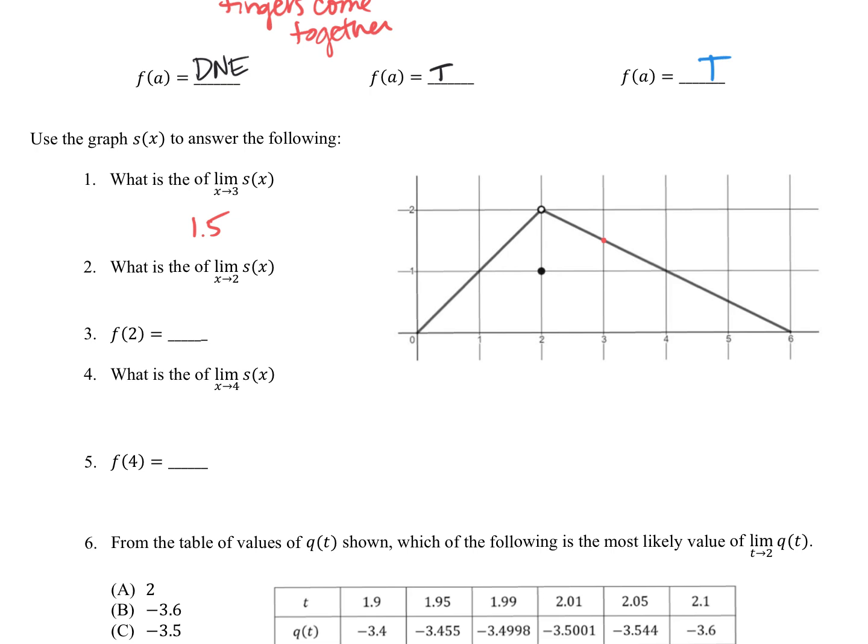Mr. Richards, what about as x approaches 2? As x approaches 2, as my fingers come together at 2, do my fingers come together? Yes. At what y value? 2. Now again, I don't care that there's a hole there because the limit is what happens as we approach that x value of 2. You're saying that y value is going to be 2.